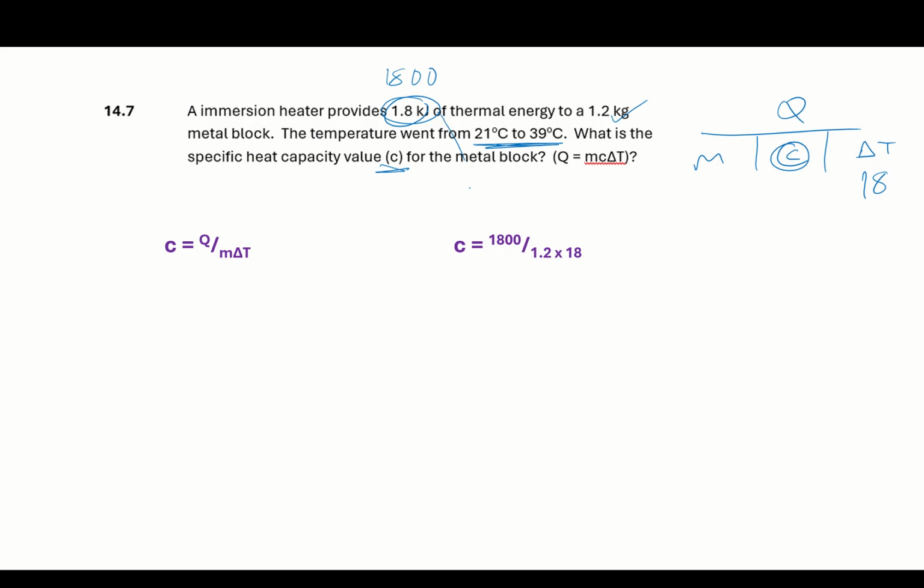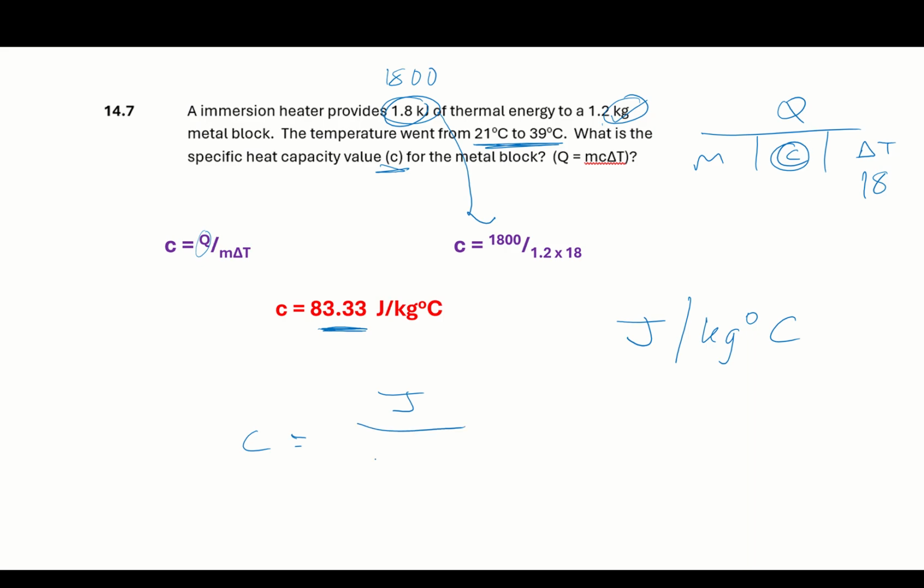C equals the 1,800, pull that down from there, times 1.2 because it's in kilograms, happy days, times 18, the temperature change. That gives me a value of 83.33, done. But then for my unit, we've changed this to joules, so joules per kilogram, degree C is the unit. If we look at C, I've got joules on the top, divided by kilograms, degree C. And then we just write it like that.